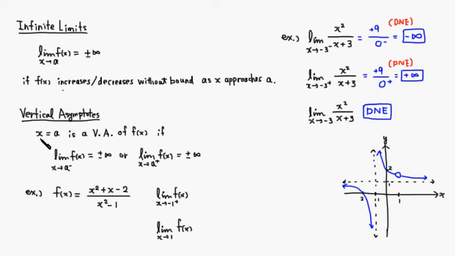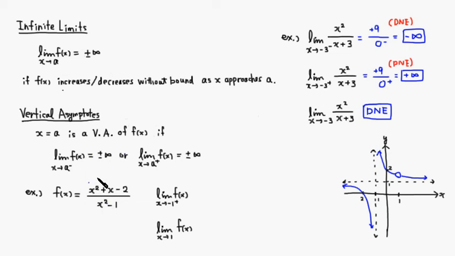We say x equals a is called a vertical asymptote of f of x if the limit as x approaches a from the left goes to either positive infinity or negative infinity, or the limit as x approaches a from the right goes to positive infinity or negative infinity. Let's look at the following example.